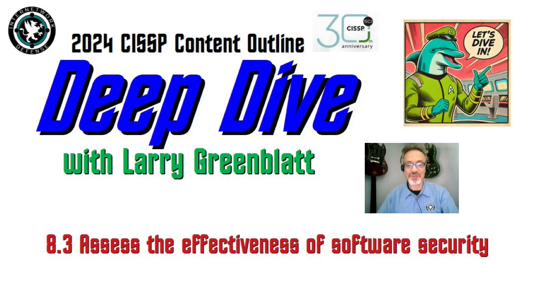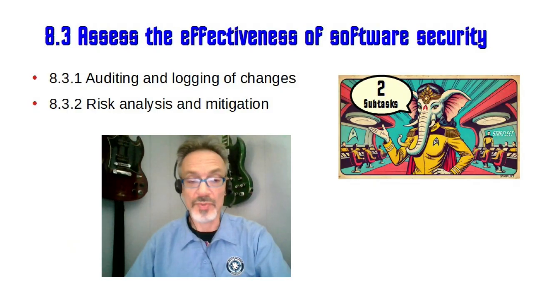Alright, let's move on. This task has two subtasks, which include 8.3.1 Auditing and Logging of Changes, a subtask that focuses on how we track, log, and review changes made to software, systems, and configurations. Auditing these changes is essential for ensuring accountability and preventing unauthorized modifications. We'll explore automated audit trails, regular log reviews, and compliance requirements.